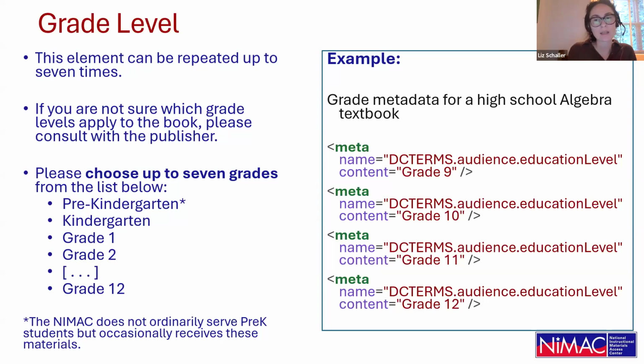And the example on the right-hand side of the screen is typical metadata that you would see for a high school algebra textbook. So you have that grade level metadata element repeated 4 times, supplying grades 9, 10, 11, 12. That's a very common grade range, and that's how you would supply a grade range. You will just repeat the element with a single grade level each time.